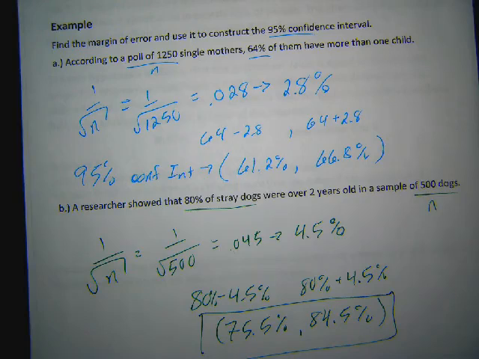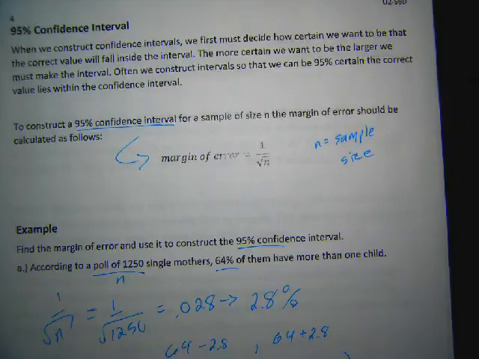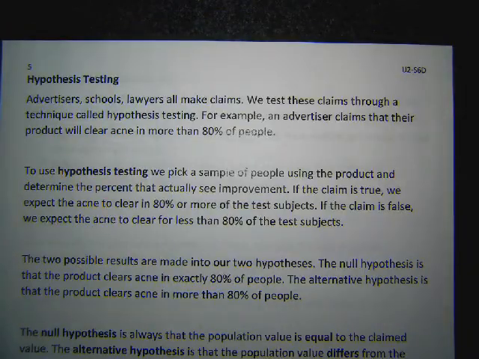Yeah, we got 80% from our sample, but our sample is only 500 dogs. There are thousands of stray dogs. So the actual percent that are over 2 years old is going to be in this range. That's the idea. Okay, last thing to do, we're going to talk about hypothesis testing.